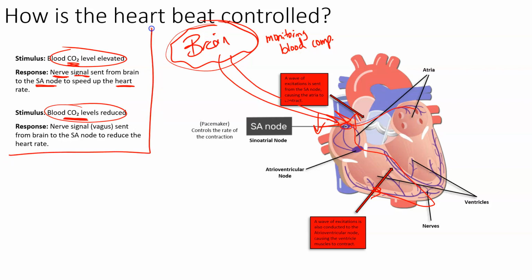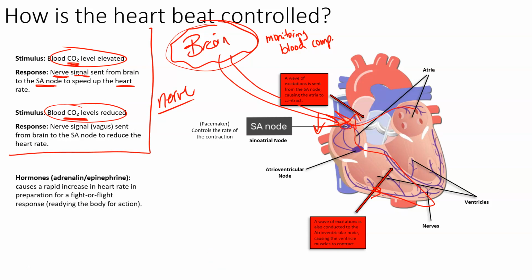These are both neuron or nerve originating, okay, or nerve impulses. They're coming from the brain and they're nerve impulses. But there are external moderators to your heart rate that are not nervous system based. There are things called hormones, like adrenaline and epinephrine, that can externally moderate your heart rate as well.